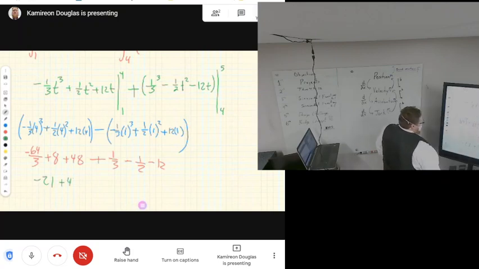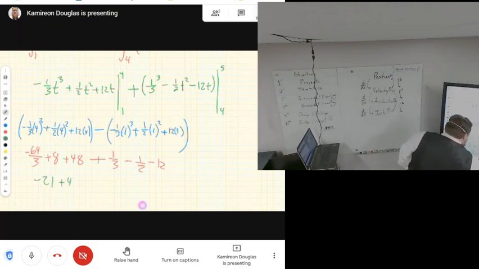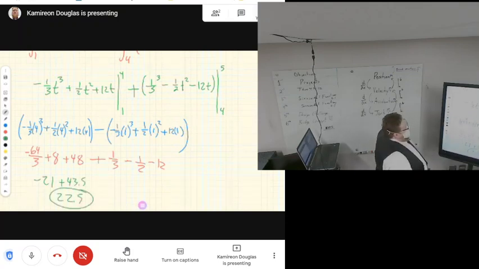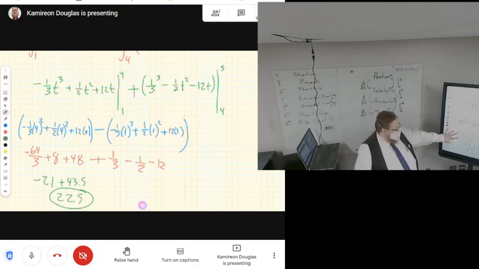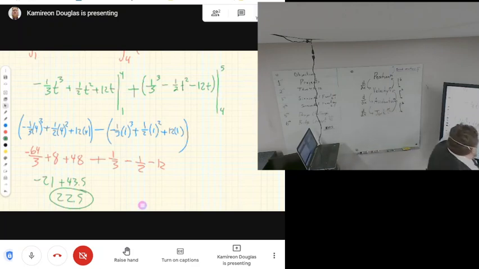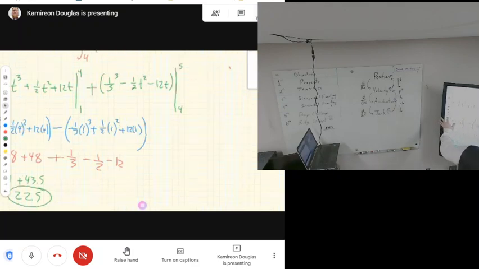So on the left-hand side, we end up with a total of 22.5. Please check my work. So from negative 1 to 4, the amount we traveled is 22.5. Now which direction? In this case, it's to the left. So they traveled negative 22.5 to the left first. What do they do next? They went to the right. So do the second piece.